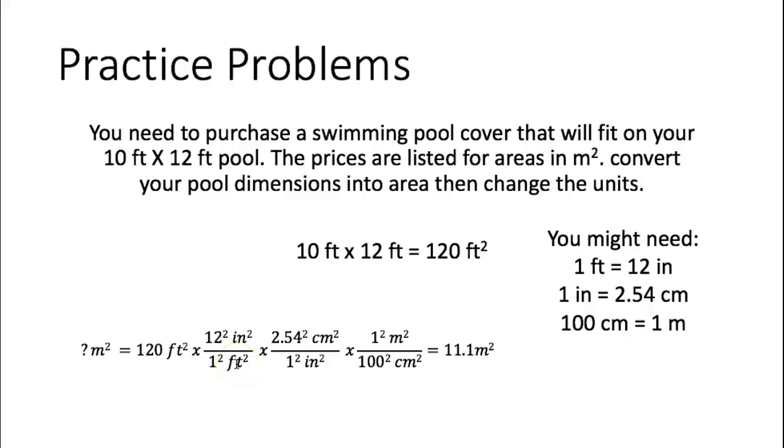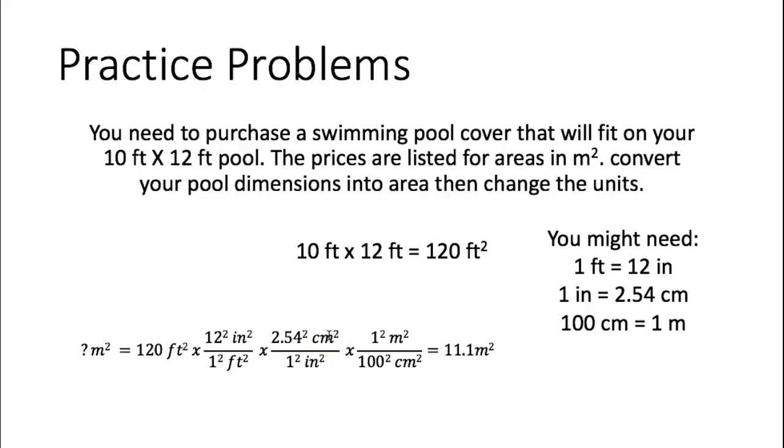I need foot to cancel, so I put foot on the bottom and inches on the top, but because I have foot squared, I have to square my unit and my number on the bottom and on the top. So I end up with 1 foot squared on the bottom and 12 inches squared on the top. Foot squared will cancel, and so now I have inches, but I'm trying to get to meters. So in my next conversion factor, I put inches on the bottom and centimeters on the top. But again, because I have inches squared over here, I need to square my inches on the bottom and my centimeters on the top. So I have 1 inch squared on the bottom, 2.54 centimeters squared on the top. Inches now cancels, and I'm left with centimeters.